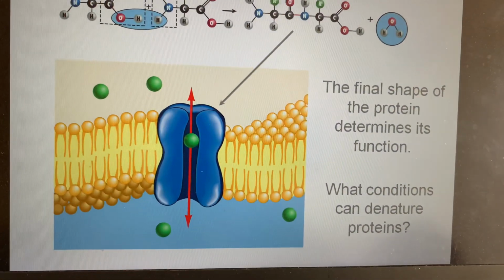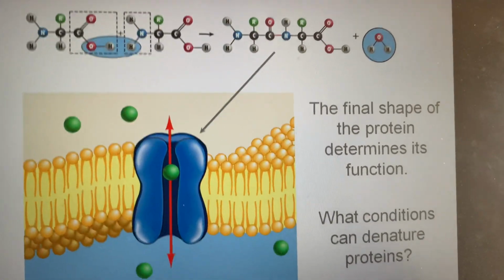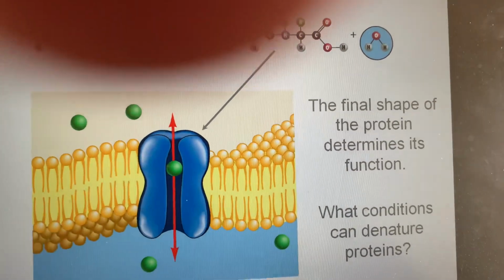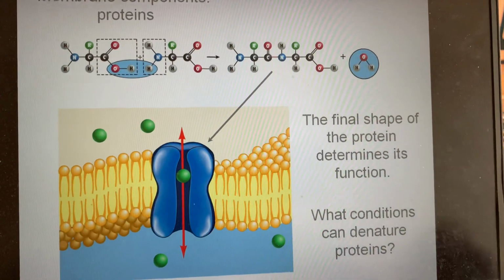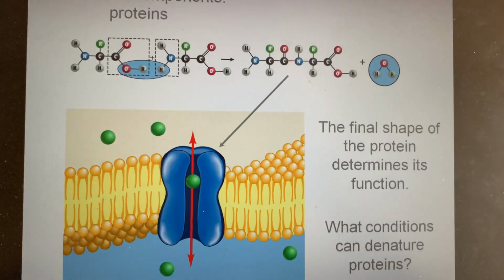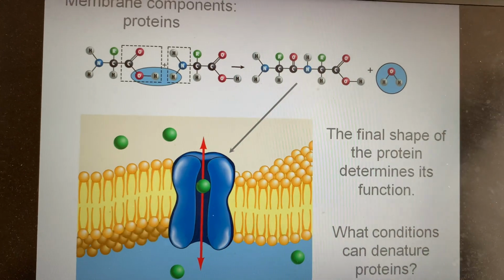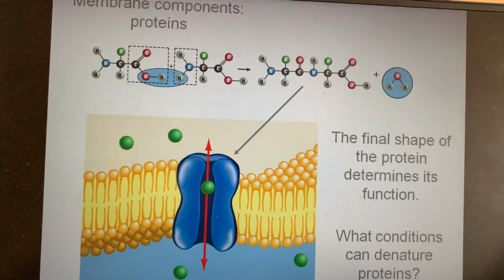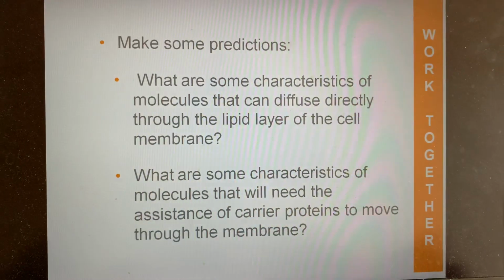What conditions can denature proteins? A change in pH. If you heat any protein, it also denatures. For example, the egg protein albumin, the egg white, is colorless when uncooked. When you cook it, it turns white. So there are multiple things which can denature proteins.